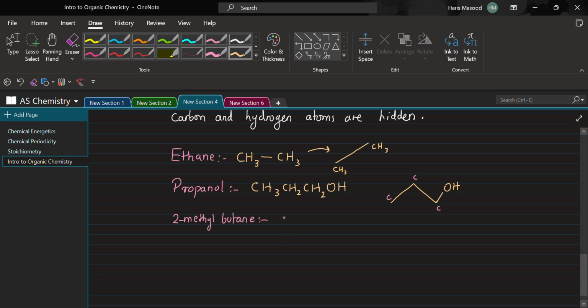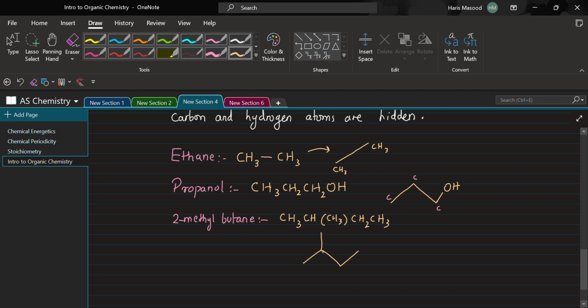For 2-methyl-butane, the structure would be CH3, CH, CH3, CH2, CH3. Now how do we draw that? First, drawing the main carbon chain, that is of butane, means 4. So this will be our carbon chain, and on the second carbon you have to draw a straight line upwards.